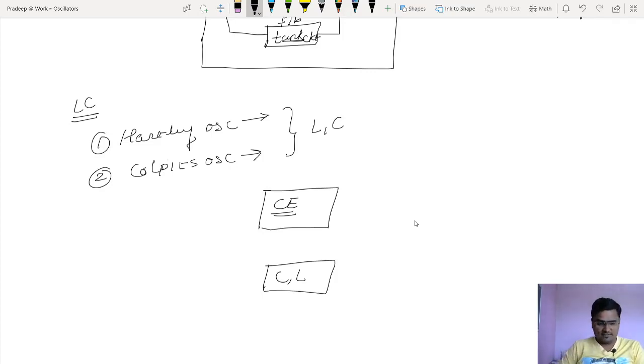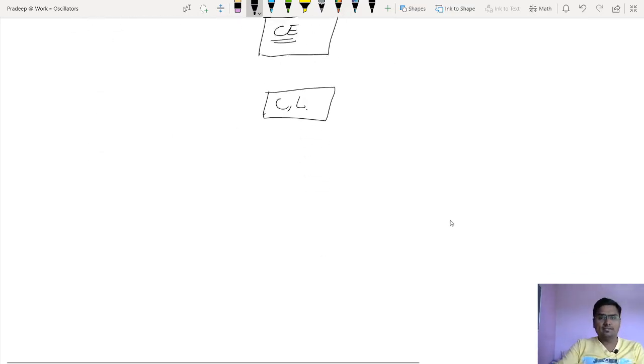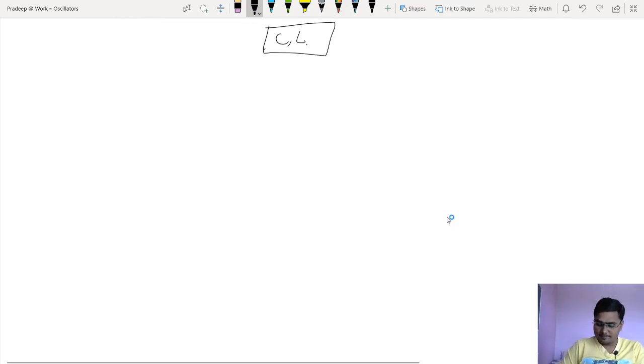Now we will configure the capacitors and inductors. I can use two capacitors and one inductor, or two inductors and one capacitor. If I have two inductors and one capacitor, the configuration is different, and I'll call it a Hartley oscillator. If I'm using two capacitors and one inductor, then I will call it a Colpitts oscillator. Now how to connect them? I have two options. One is this: I will use two capacitors and one inductor.